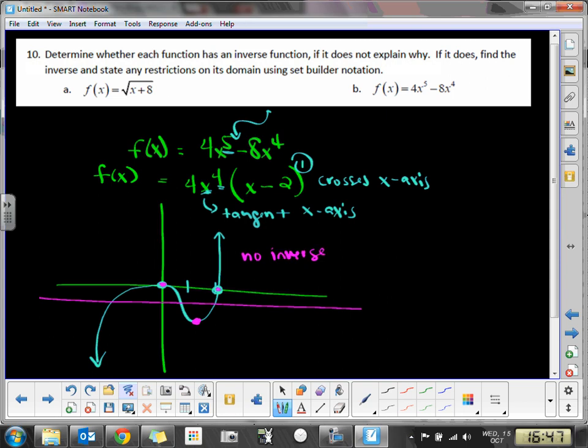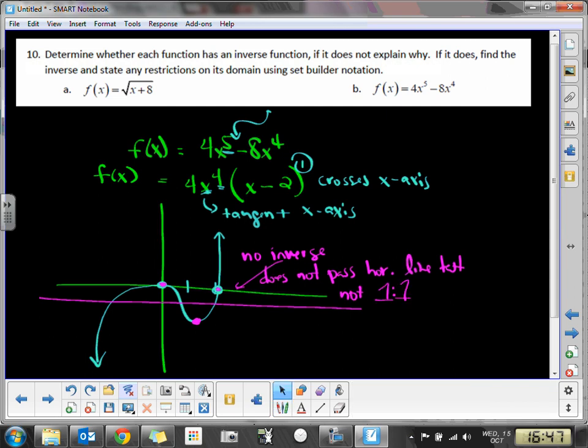It does not pass the horizontal line test as demonstrated in my picture. So it is not a one-to-one function. It's not one-to-one. There's not a unique output for every input.